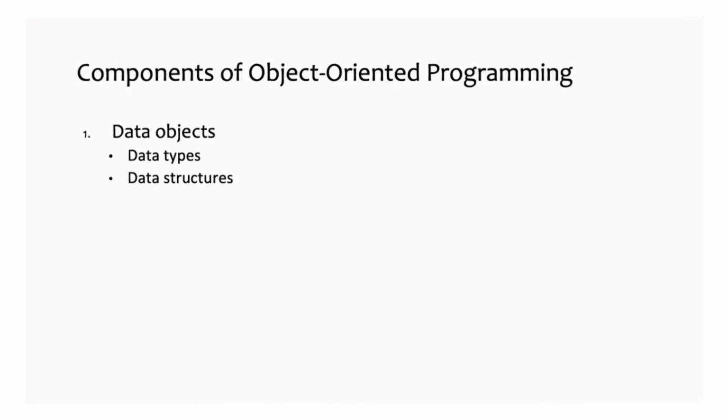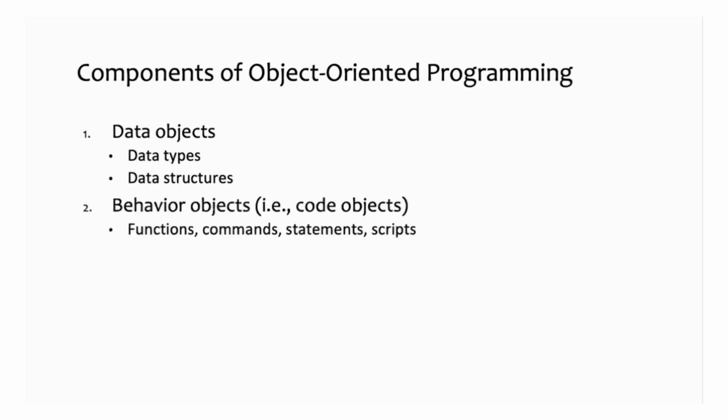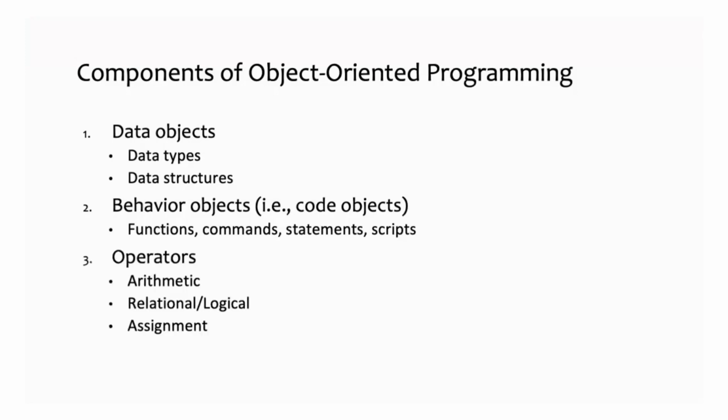In the previous lecture, we discussed data objects, including the types of data that we use and the structure of the data. So what format are they in? Those are the data objects of object-oriented programming. Today, we'll talk about behavior objects, i.e. code objects, which are functions, commands, statements, and scripts. So actually the instructions for what to do to the data objects. We'll also discuss operators, which are neither data objects nor behavior objects, but are other ways to manipulate data.